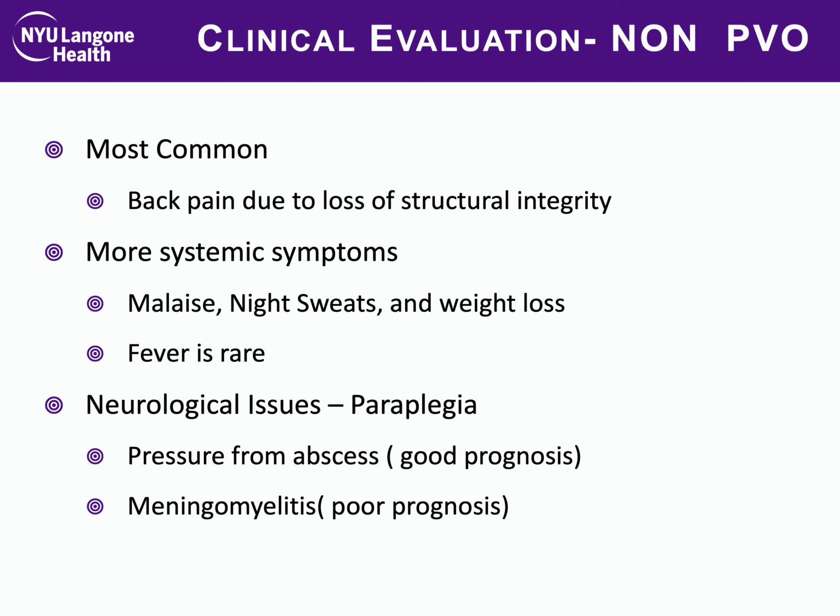So the most common presenting symptom is back pain. It initially is pain without activity, but progresses to pain with activity as significant loss of structural integrity occurs. Non-PVO caused by TB presents with more systemic disease than PVO. There's usually a period of malaise, night sweats, and weight loss. Fever is rare. Neurological deficits are common, particularly paraplegia, significantly more common than in PVO.